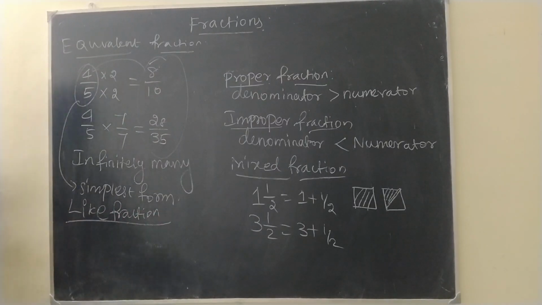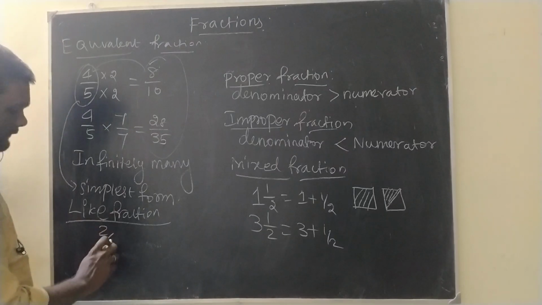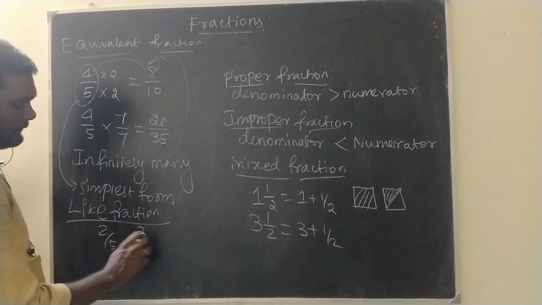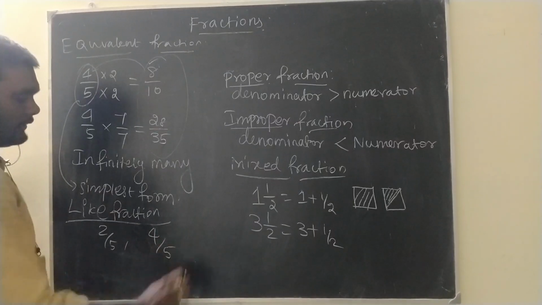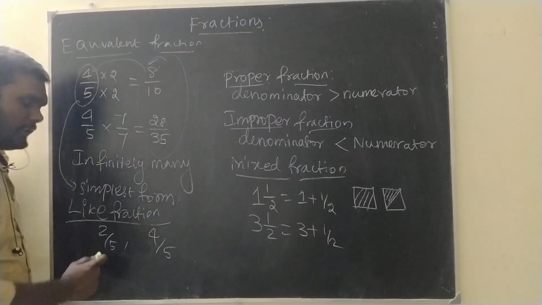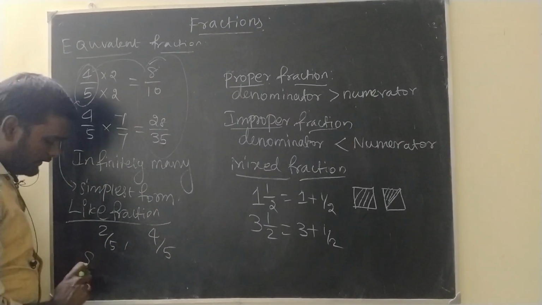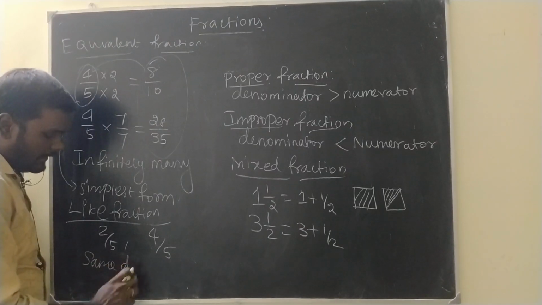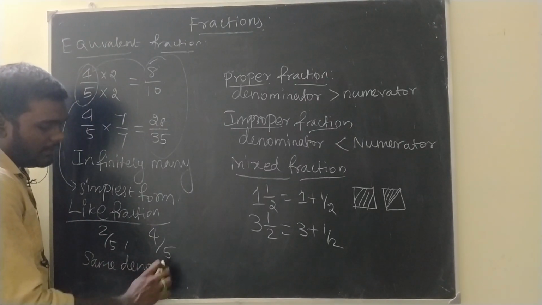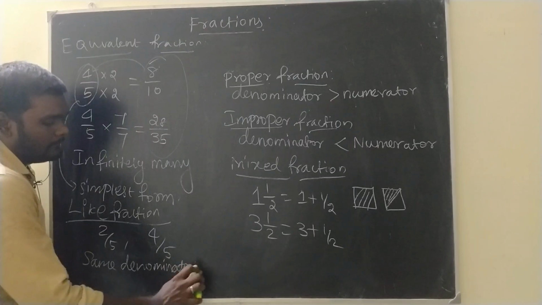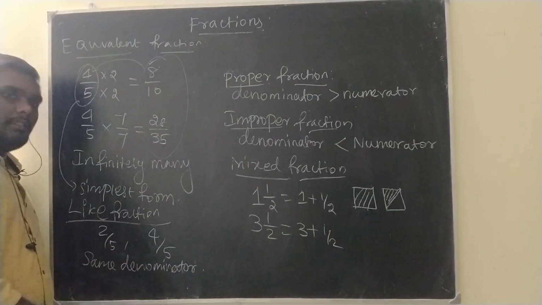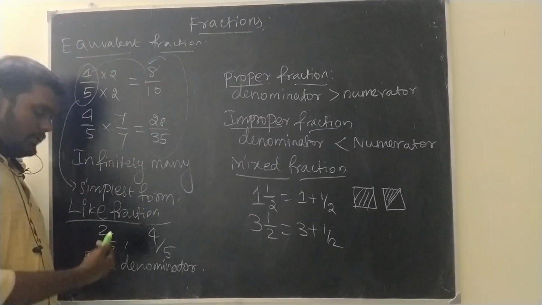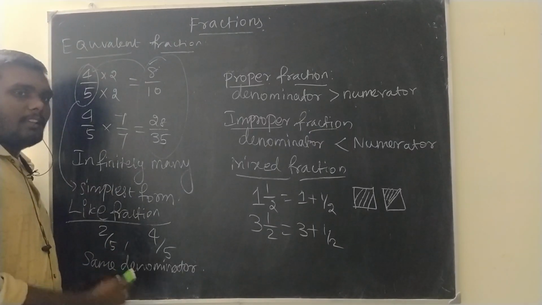We can say two fractions are like fractions. For example, 2 by 5 and 4 by 5. These are like fractions because they have the same denominator, or equal denominators. They have what? The same denominator. Same denominator means that is called a like fraction.